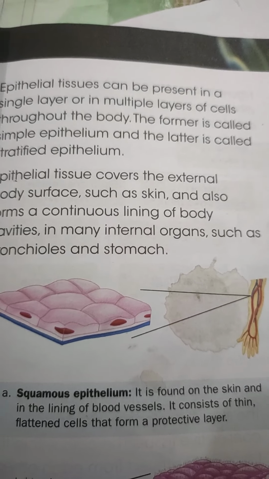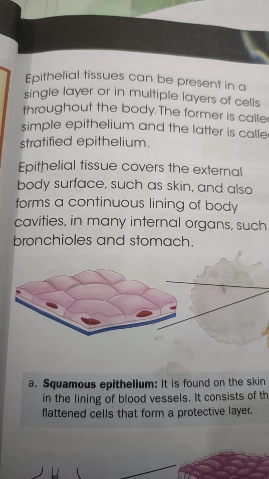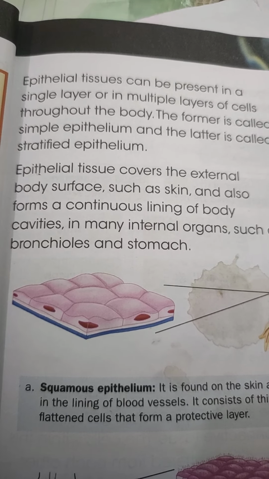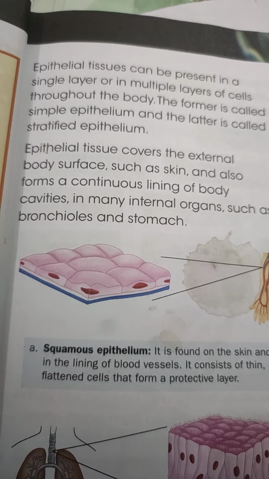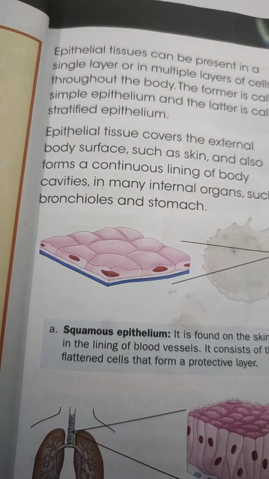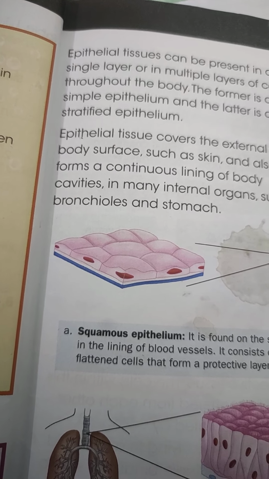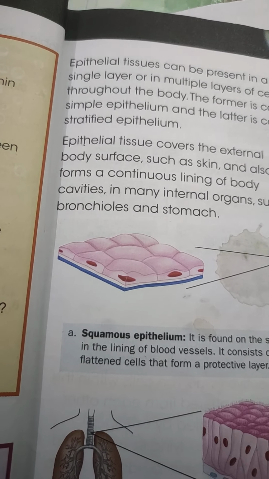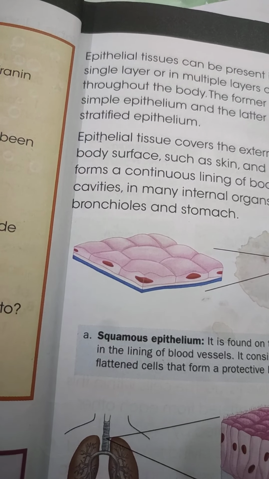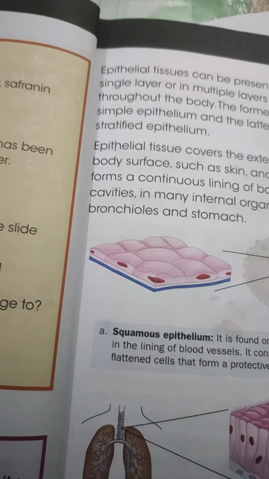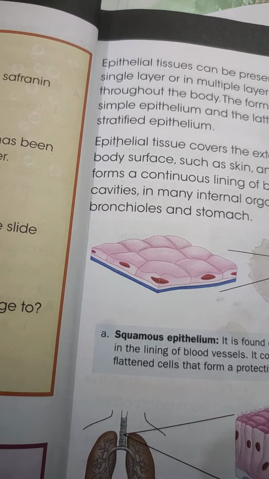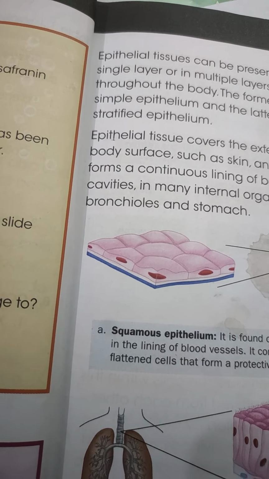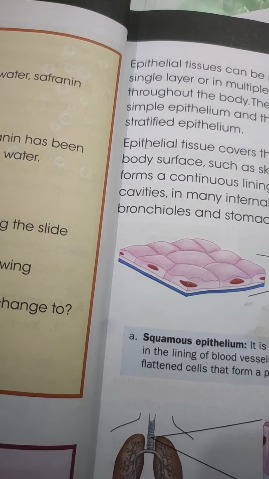The function of the epithelial tissue is to cover the external body surface, which means to protect the underlying parts. Another function is to absorb, like in the lining of the small intestine, where the function is to absorb nutrients from the digested food. Their function can also be secretion. The epithelial lining of digestive glands and endocrine glands secrete useful secretions.